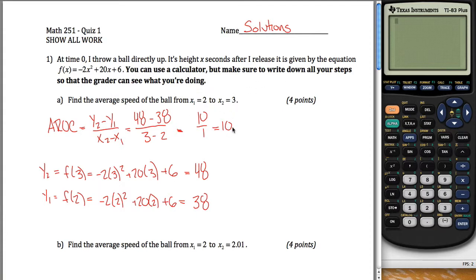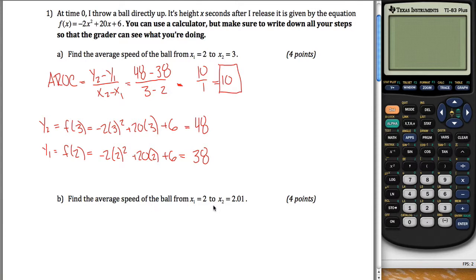It's still going up. Average speed is 10 meters per second if you really want, or feet per second. Did I even tell you the units? I didn't even tell you the units. So something's per second. But I don't care about units. Just give me 10 and I'm happy. Find the average speed of the ball, 10. It's a math class, not a physics class.